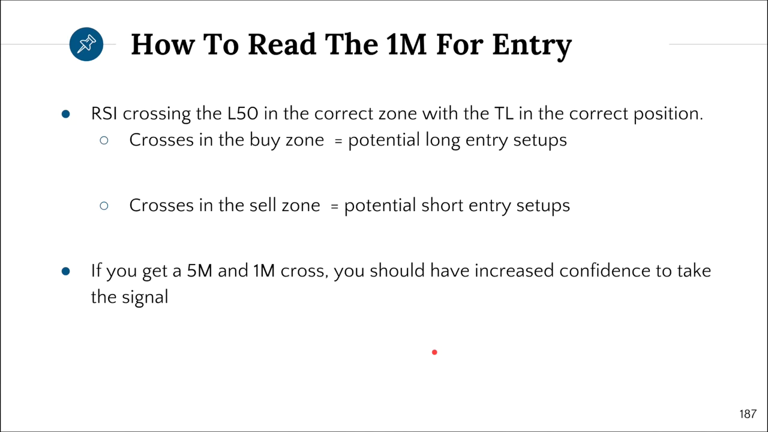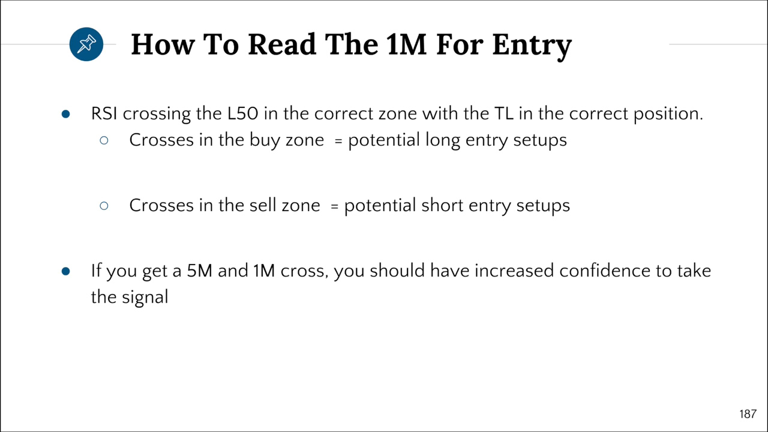Now let's discuss the 1-minute chart. Again, it's like I'm beating a dead horse, but it's the same thing. It's when the RSI crosses the liquid 50 in the correct zone with the trend line in the correct position. Crosses in the buy zone, we're going long. Crosses in the sell zone, we're going short.